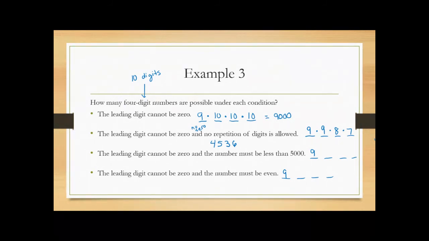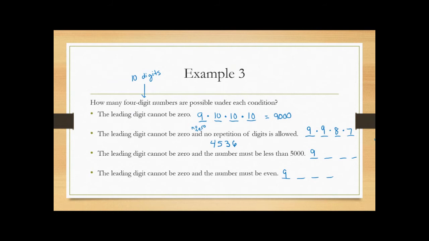Okay. So now let's look at the third condition. It says the leading digit cannot be 0, and the number must be less than 5,000. So I put a 9 there because it initially said the leading digit cannot be 0. Okay, we have 9 choices. But then it says the number must be less than 5,000. So if the number is less than 5,000, I don't actually have 9 choices in that first digit. I have an additional restriction on that first digit.